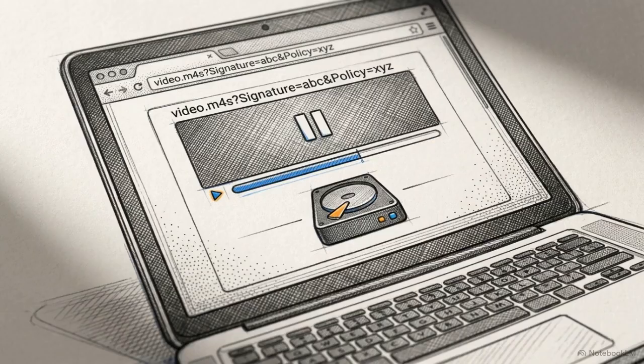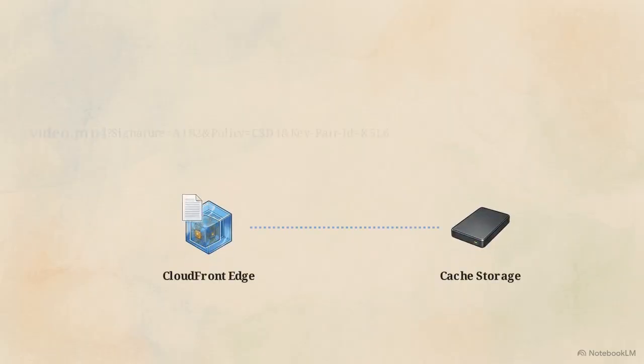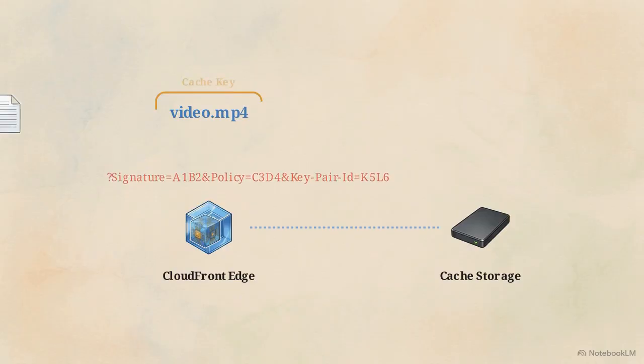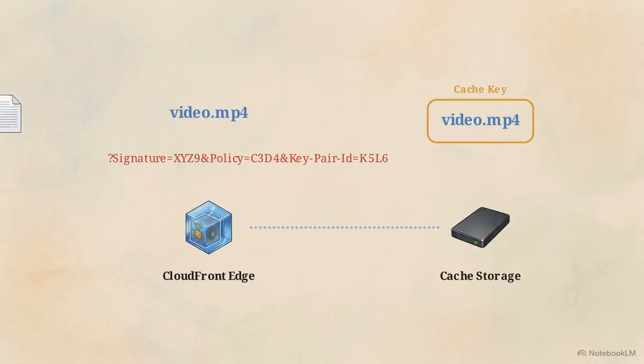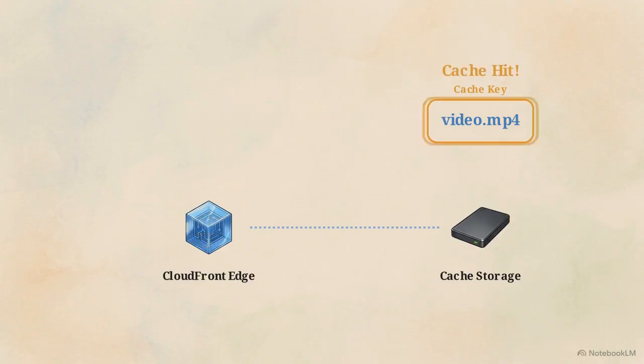If your application sends aggressive cache control headers, the browser might serve the video segment straight from its own disk, bypassing CloudFront's URL expiry entirely. To prevent unique signature strings from creating duplicate cache entries, CloudFront strips out the signature, policy, and key pair ID parameters from the URL before hashing the path into the final cache key.